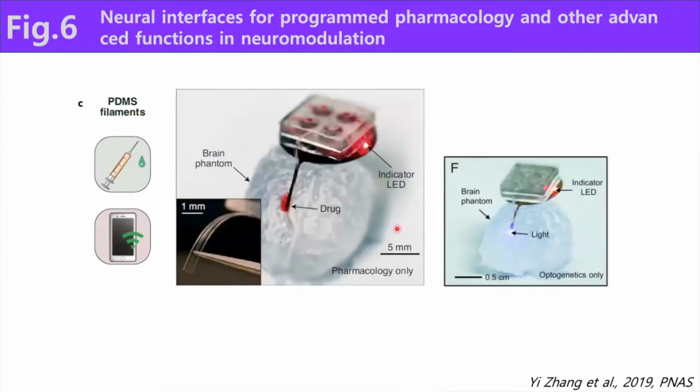And the final one is the fully integrated and self-contained device that eliminates the requirement for physical tethering. So we can see this designed device has no connection to other instruments. So we can literally say this is a really free-moving mouse. The left one is the drug delivery and the right is the light delivery, and both of them can occur simultaneously.